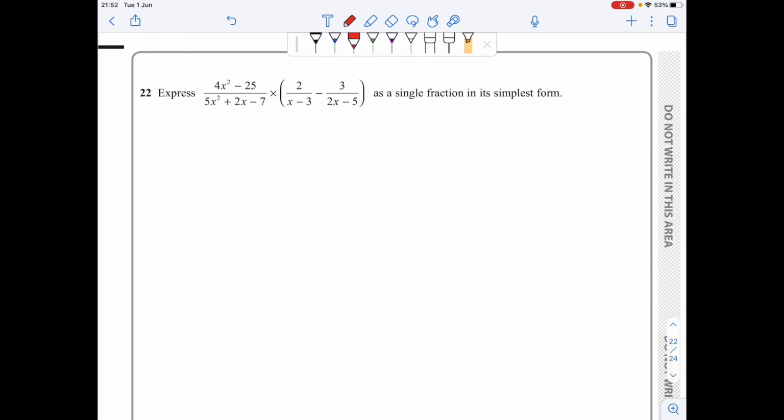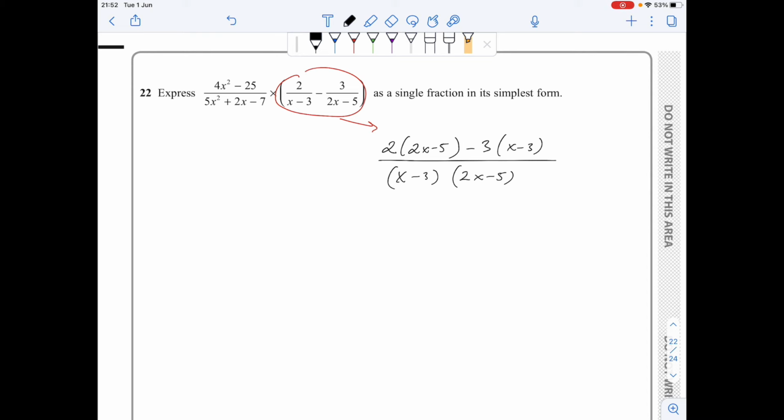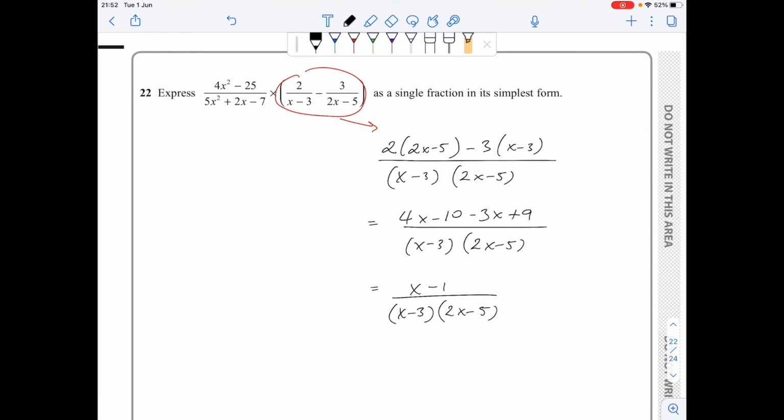For question 22, I'll start with the brackets and try to make it into a single fraction. So I've got (2x - 5) - 3(x - 3) over (x - 3)(2x - 5). This is equal to 4x - 10 - 3x + 9 over (x - 3)(2x - 5), and this will simplify to (x - 1) over (x - 3)(2x - 5).